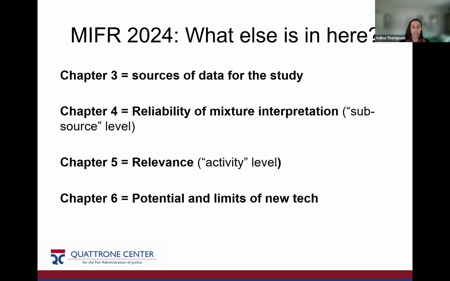Finally, in chapter 6, potential and limitations of new technology. Something that in the 2021 webinar, John Butler mentioned a lot is that as they were working on this report, there kept being new literature released. And so it was difficult even at the time to keep up. So there's always new stuff. So think of this as a dynamic topic.